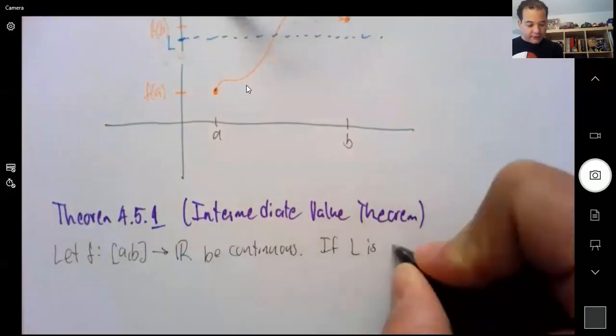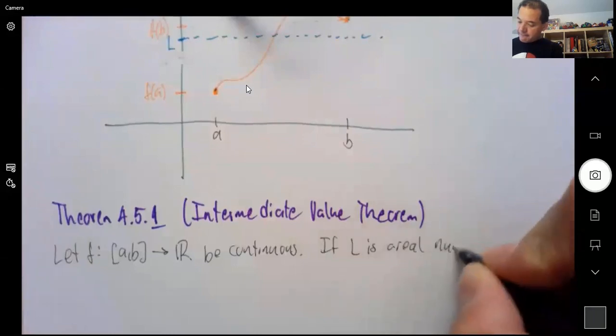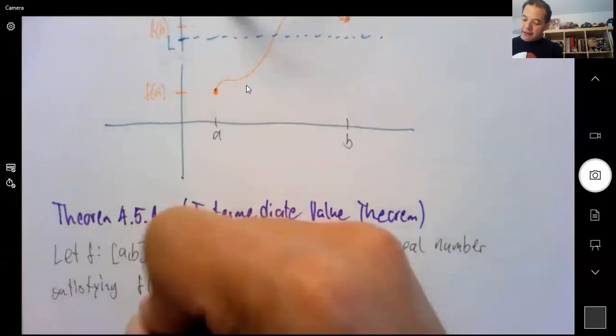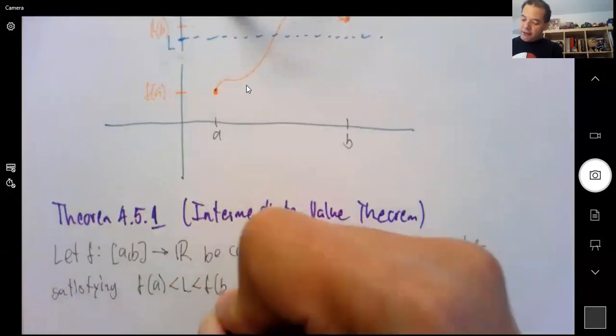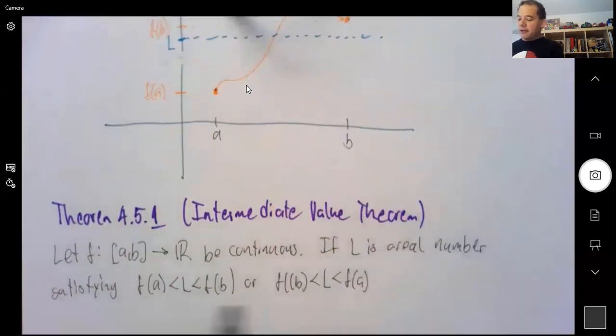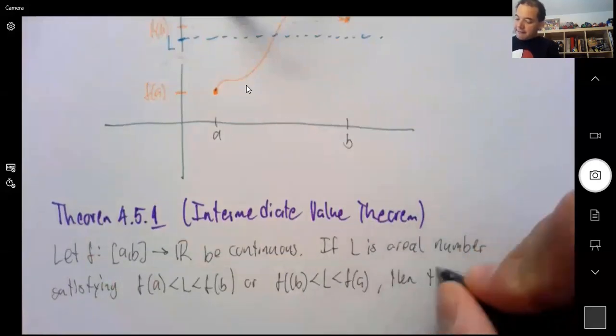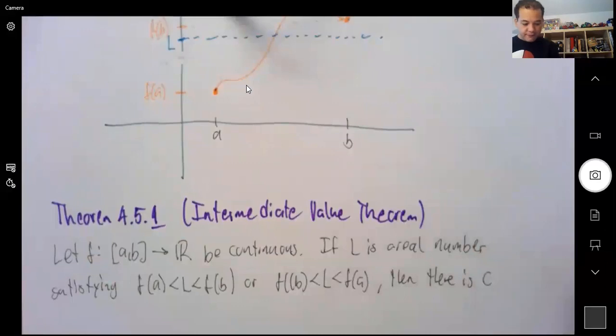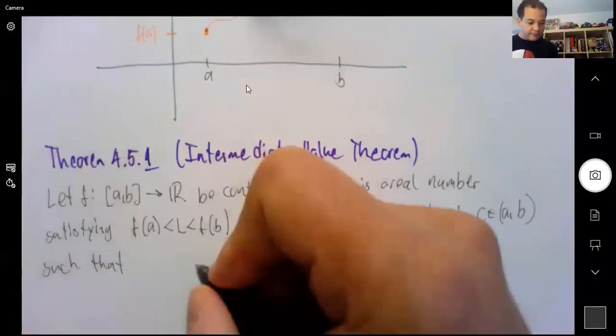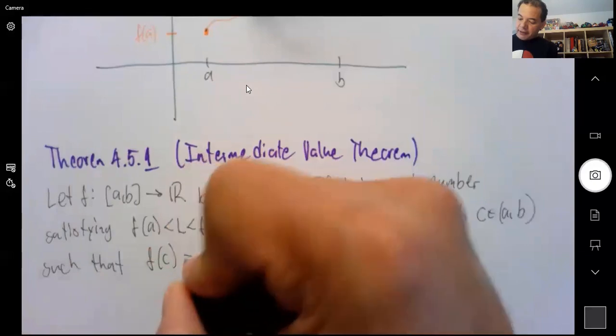If L is a real number satisfying f of A less than L less than f of B, or f of B less than L less than f of A. So this only says we don't know if f of a is bigger than f of b or if f of b is bigger than f of a. So we're considering both possibilities. Then there is c in the open interval (a,b) such that f of c equals L.